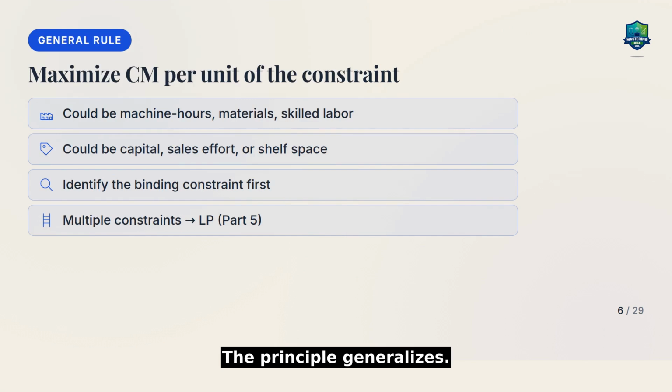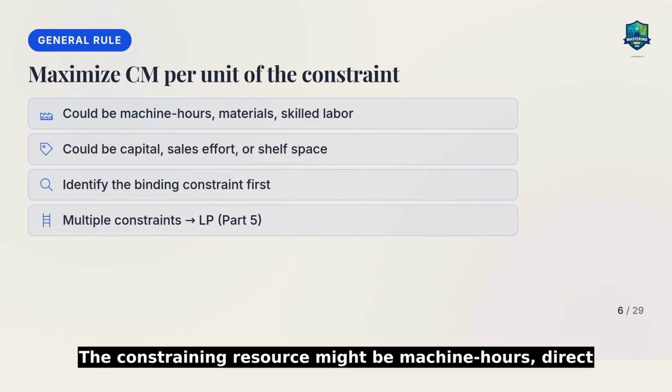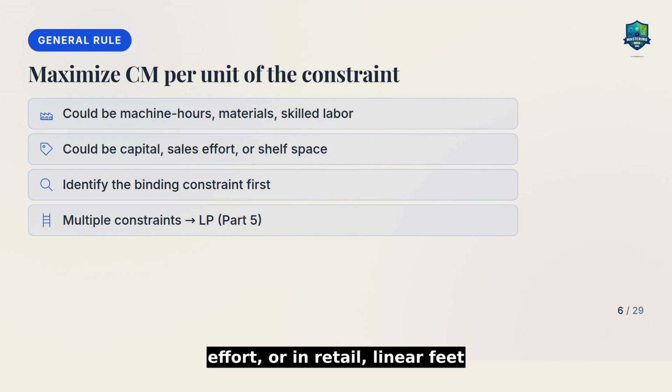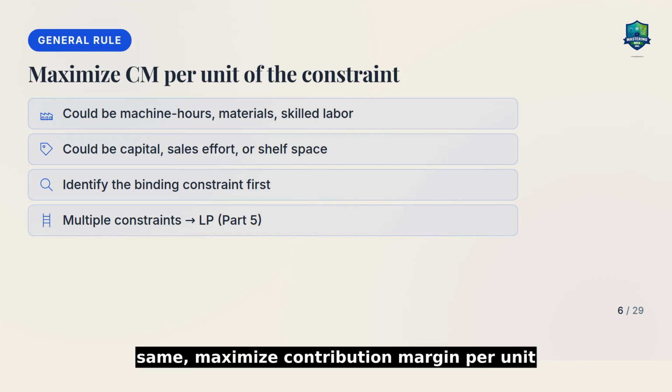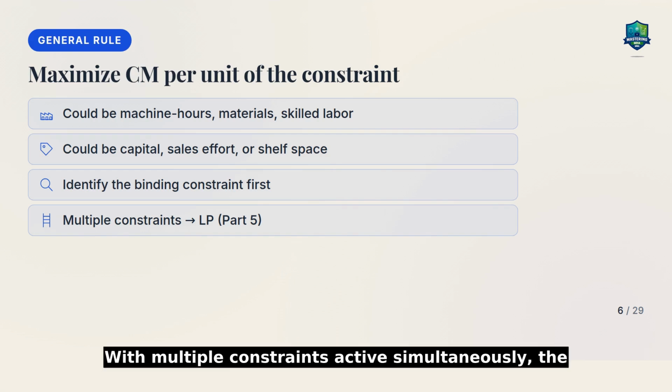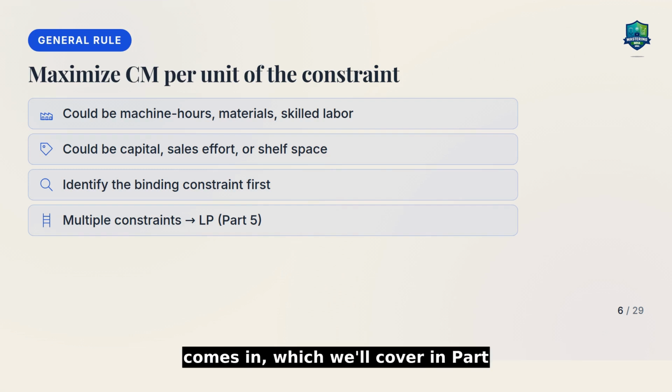The principle generalizes. The constraining resource might be machine hours, direct material, skilled labor, financial capital, sales effort, or in retail, linear feet of shelf space. Whatever it is, the rule is the same. Maximize contribution margin per unit of the constraint. With multiple constraints active simultaneously, the math gets harder. That's where linear programming comes in, which we'll cover in Part 5.